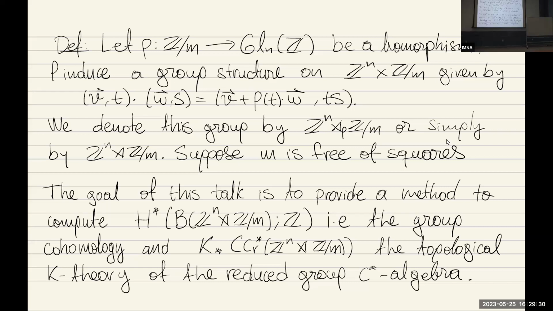Okay, the goal of this talk is to give a method to compute the group cohomology, that is, the cohomology of the classifying space of this group with integer coefficients, and the K-theory of the reduced C-star algebra of the group.